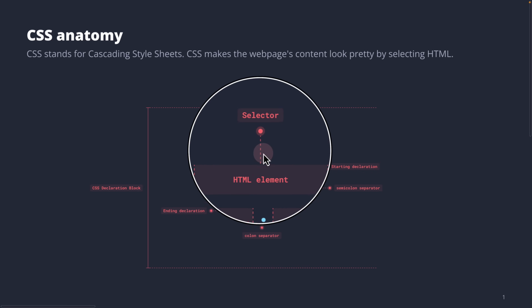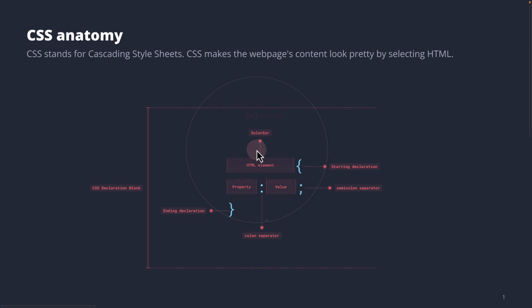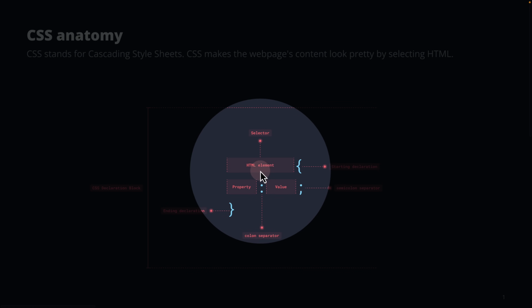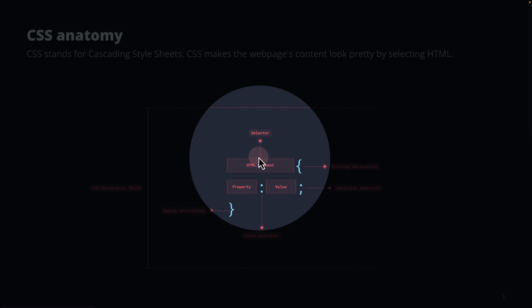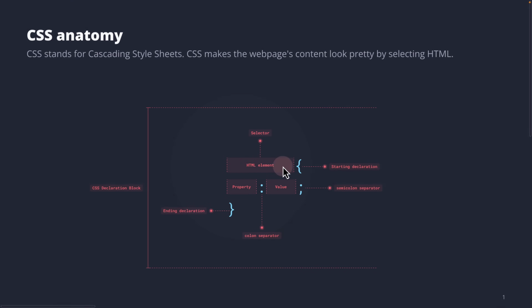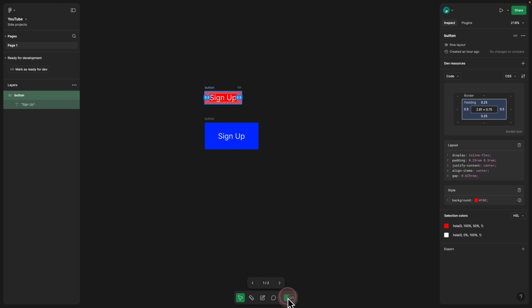And what matters is something called the selector. You always have to select your HTML elements to tell the CSS, hey, make sure to apply this to these types of elements. In Figma, it's pretty easy. I don't need to have any selectors.